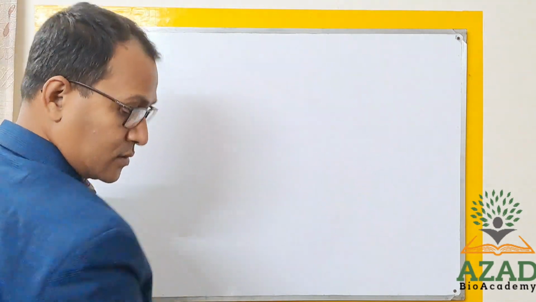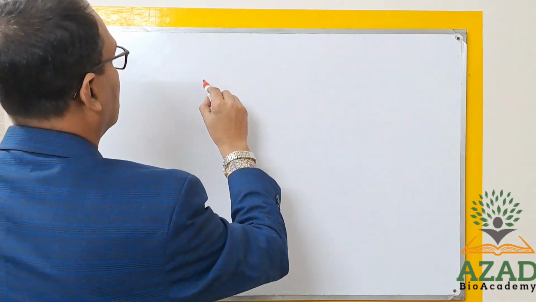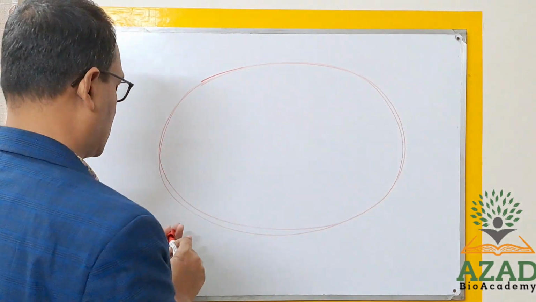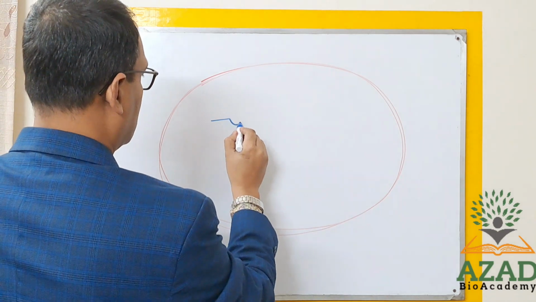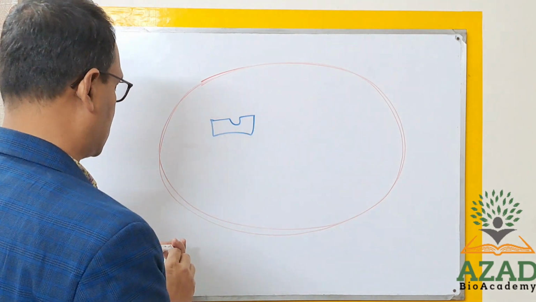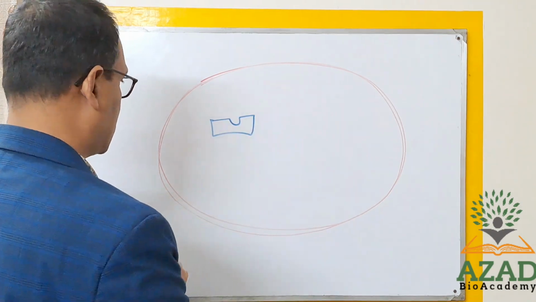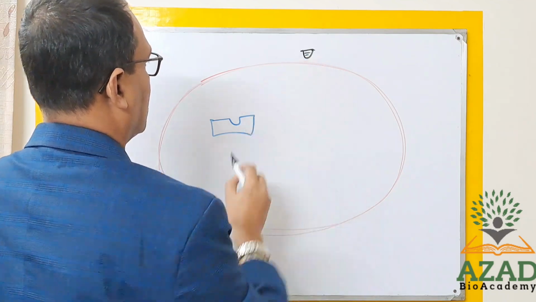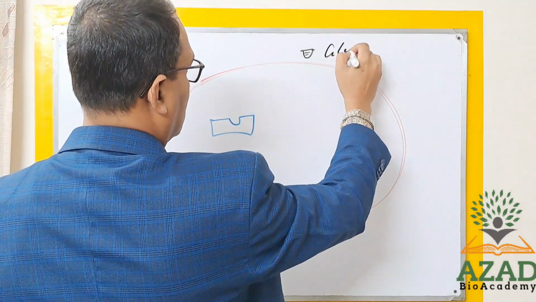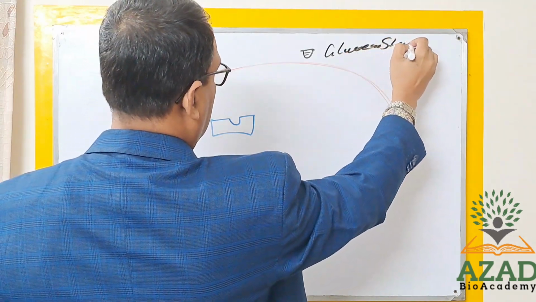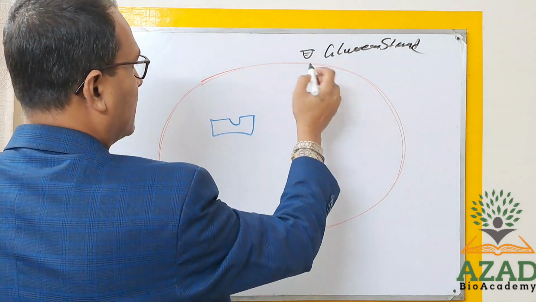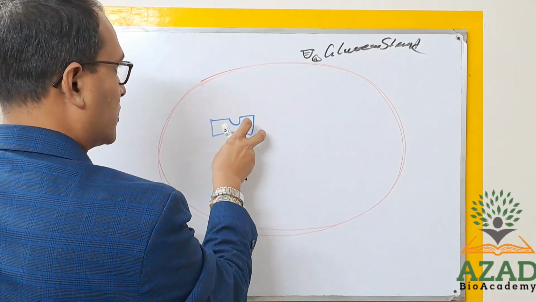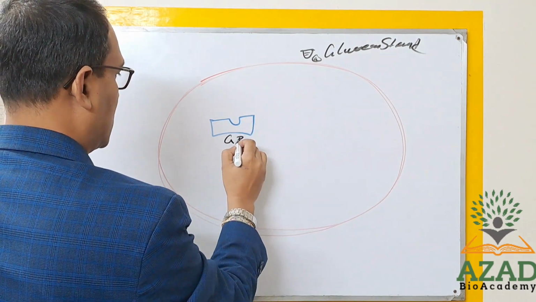So firstly, I will draw a cell like this. You can consider this as a cell, and this is your cell membrane. Okay, and here one receptor is present within the cell, and you can consider this is a ligand. Okay, and that ligand is glucocorticosteroid. Okay, so simply I just noted it by the G, and this is the glucocorticosteroid receptor, that is GR.